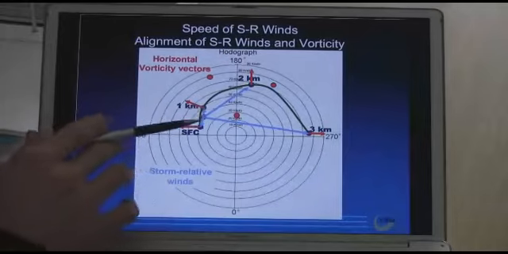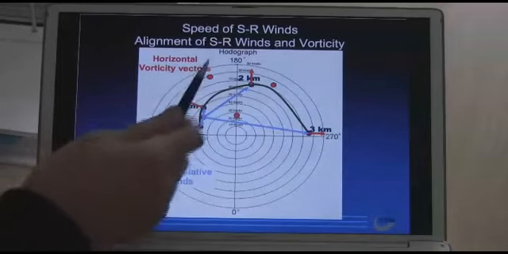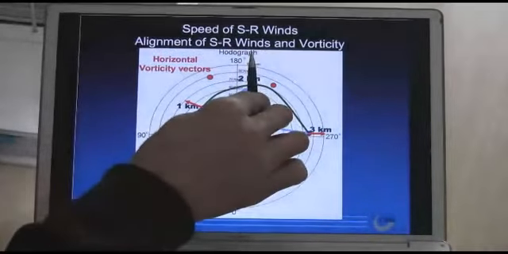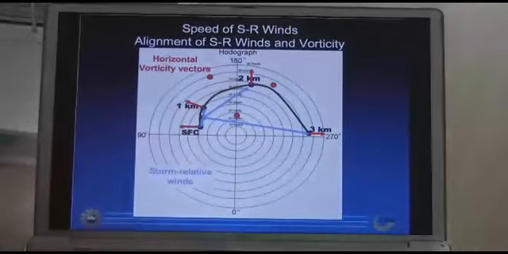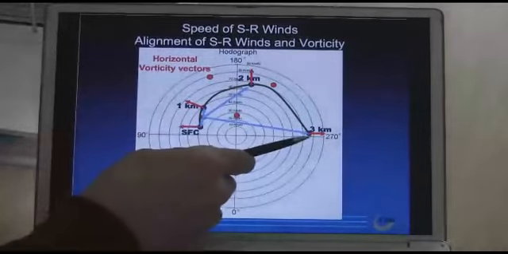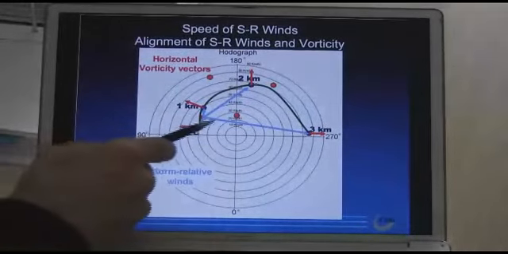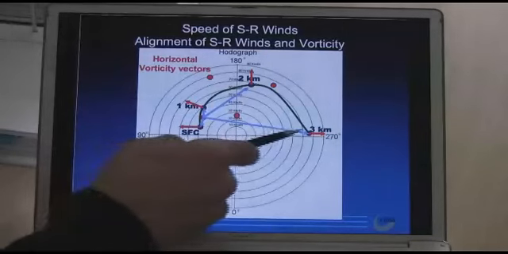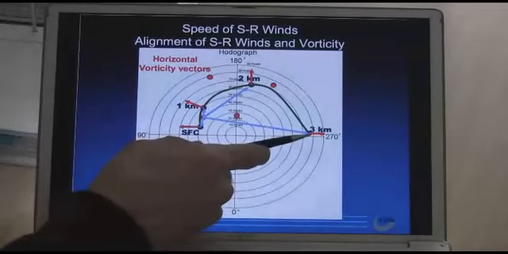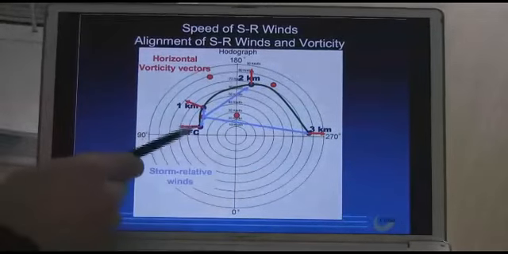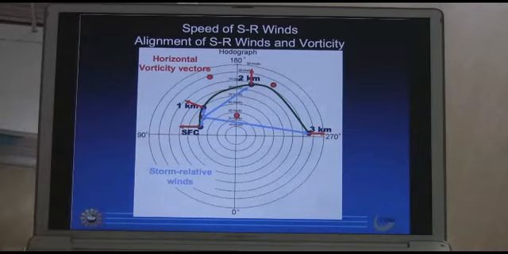Now, at 2 kilometers, it's not too bad. Okay, the storm relative wind is like this, vorticity is like this. But it's still not as good as it could be. Now, at 3 kilometers, it's perfect, right? It's huge, strong storm relative wind speed. Okay, almost perfectly aligned there. But notice that the storm relative winds down here are just roughly at 10 meters per second.